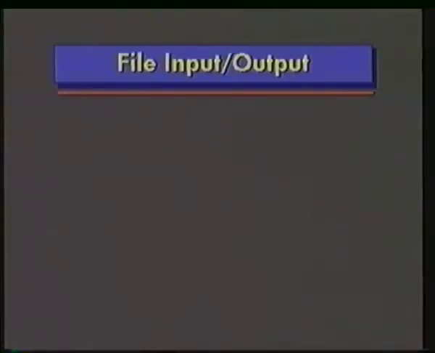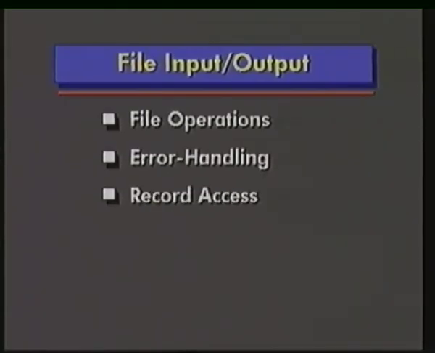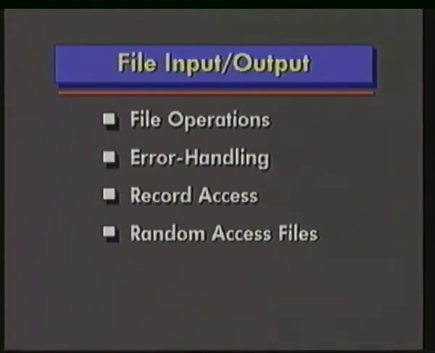They don't want to enter all the data all over again, which means they need a way to save their work. That way is called file input and output. In this lesson, we'll discuss a number of file operations like open, read, write, and close. We'll look at handling errors and accessing record-oriented and random access files. And we'll finish up with a brief discussion of some of Turbo Pascal's built-in file management routines.